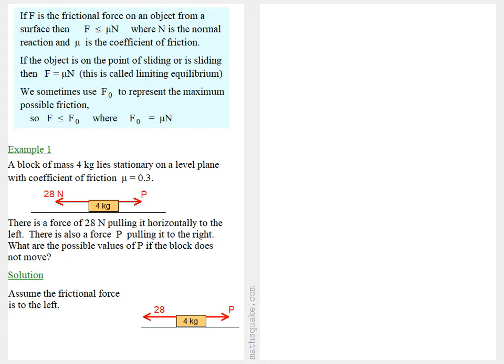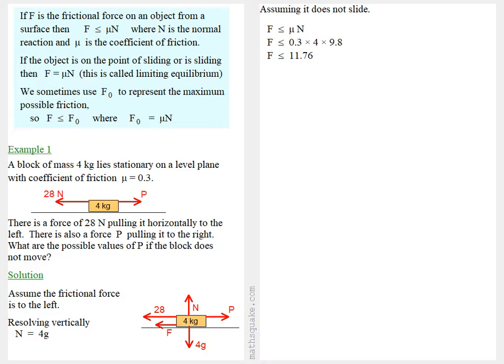So in the first case, we'll assume the frictional force is to the left. On the diagram, we can mark in the forces. Now, P and the 28 newtons are already drawn in. We've also got the weight of the object, that's 4g acting vertically down, and we've got a normal reaction N acting vertically up. We've also got the frictional force F, which we've drawn to the left. Now, if we resolve vertically, we get N equals 4g. And assuming the object does not slide, then F is less than or equal to mu N. So F is less than or equal to 0.3 times 4 times 9.8. F is less than or equal to 11.76.